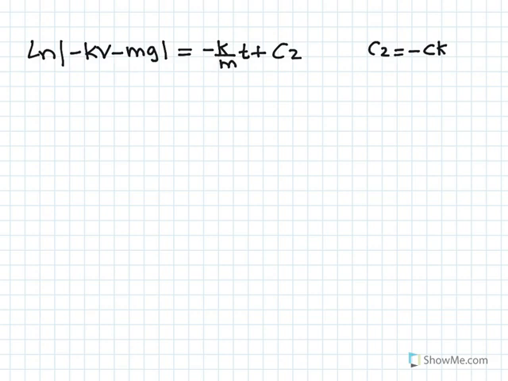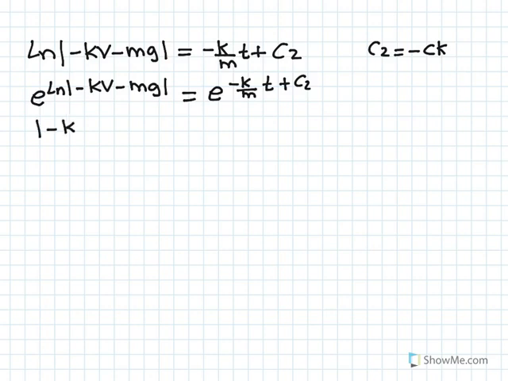Now, we need to get rid of the log, so we exponentiate both sides, and we get e to the ln of absolute value of minus kv minus mg is equal to e to the minus k over m t plus c2. E and log cancel, so we get absolute value of minus kv minus mg is equal to e to the minus k over m t times e to the c2.